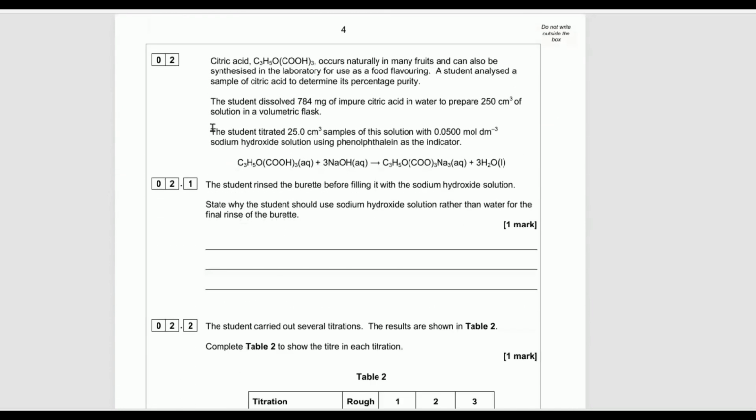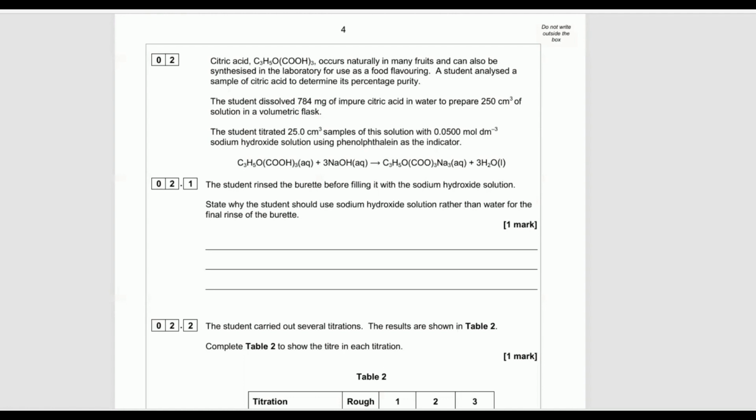So for question two, I'm going to read through this. Citric acid, C3H5O(COOH)3, occurs naturally in many fruits and can also be synthesized in the laboratory for use as food flavoring. A student analyzed the sample of citric acid to determine its percentage purity. The student dissolved 780 milligrams of impure citric acid in water to prepare 250 cm³ of a solution in a volumetric flask. The student titrated 25 cm³ samples of this solution with 0.05 mol/dm³ sodium hydroxide solution using phenolphthalein as the indicator. We have the equation for this.